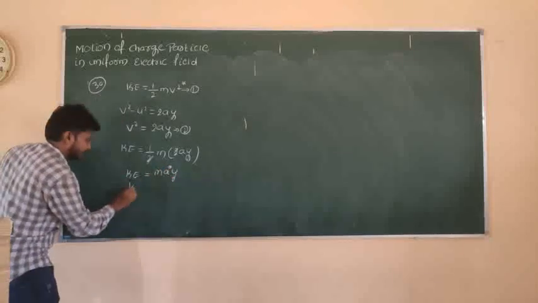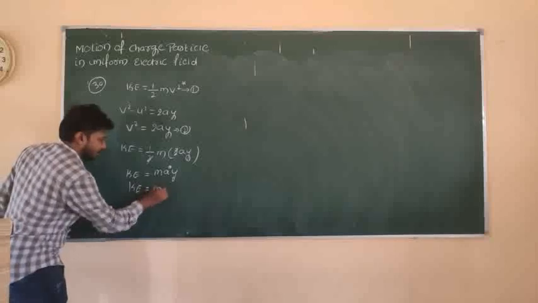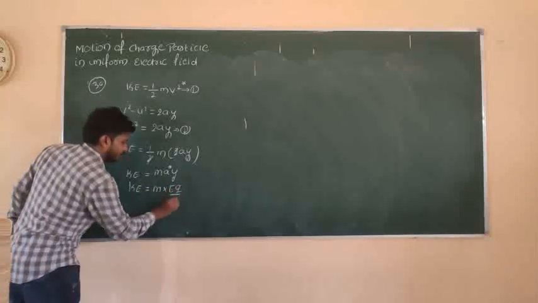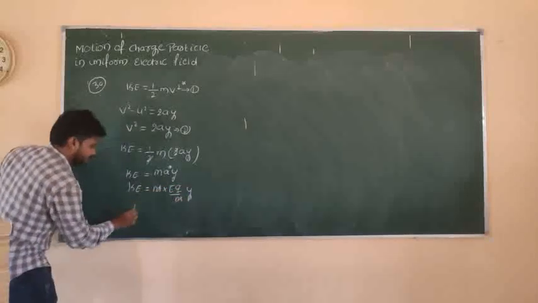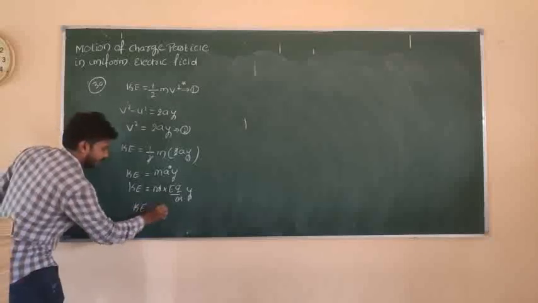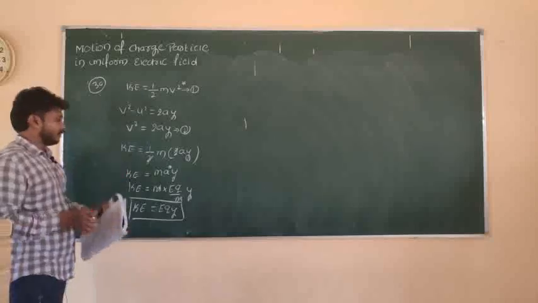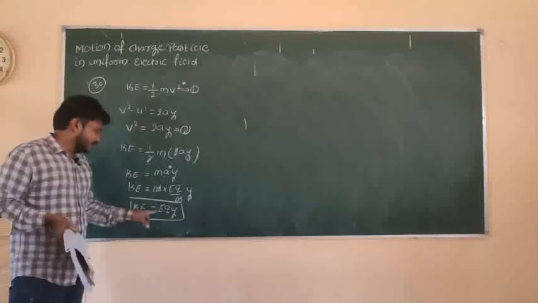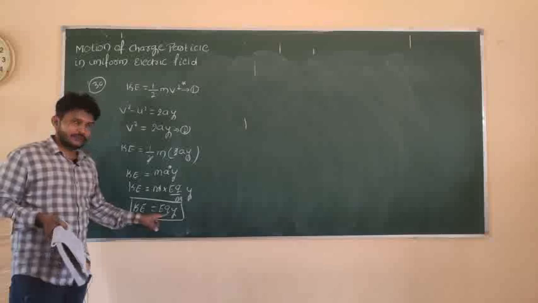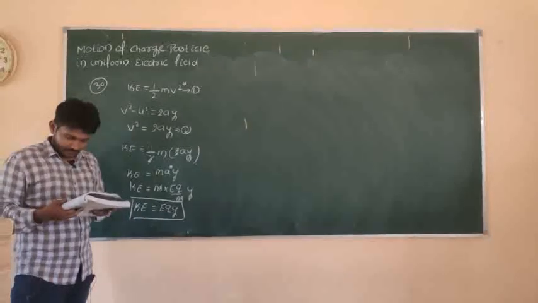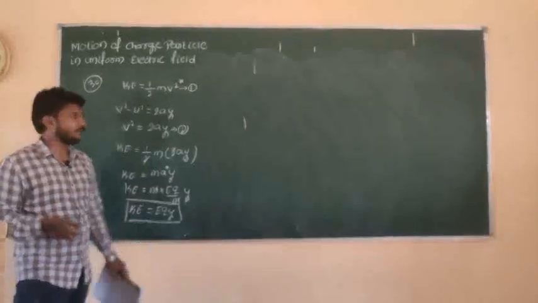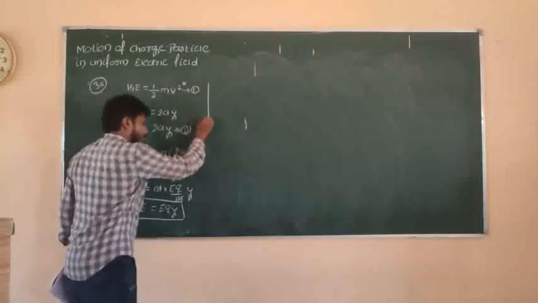Where a is nothing but E into q by m. So kinetic energy is equal to E into q into y. What is the required equation for kinetic energy here? Kinetic energy is equal to E into Q into Y. So option number three, E into Q into Y, is the right answer.